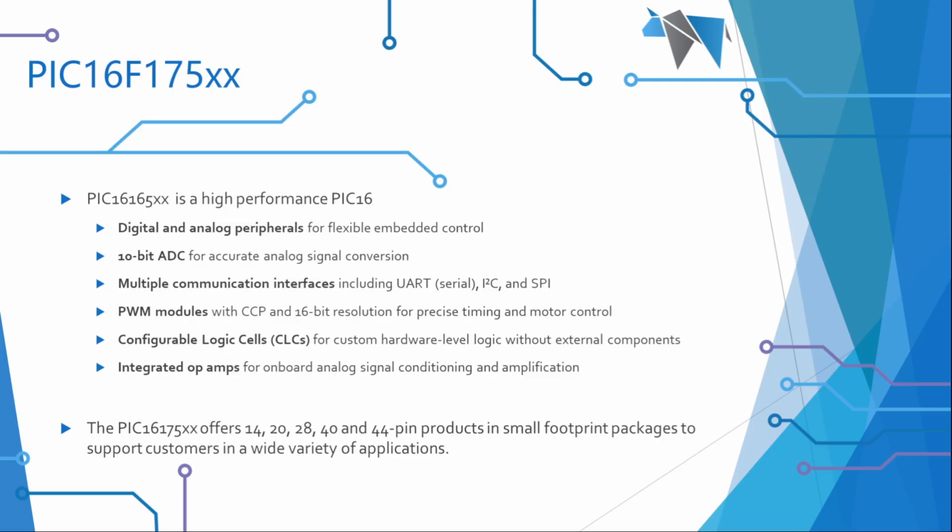So what is this particular chip, 16F175? I'm using a 5.6. There are many other devices out there. They are high performance PICs. They have digital and analog peripherals, good ADCs, analog and digital signal conversion, multiple interfaces, which we will be using in these tutorials. Pulse width modulation, different types. We also have some configurable logic cells, which is really custom hardware logic that you can control. And integrated op amps. I think my chip has 4.